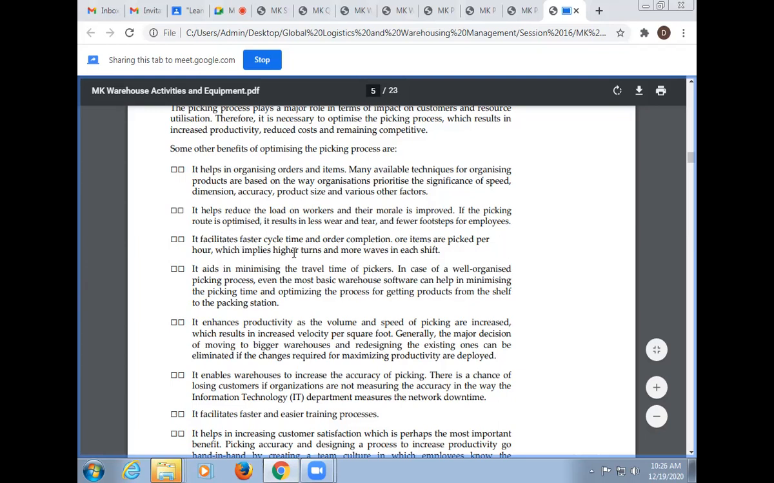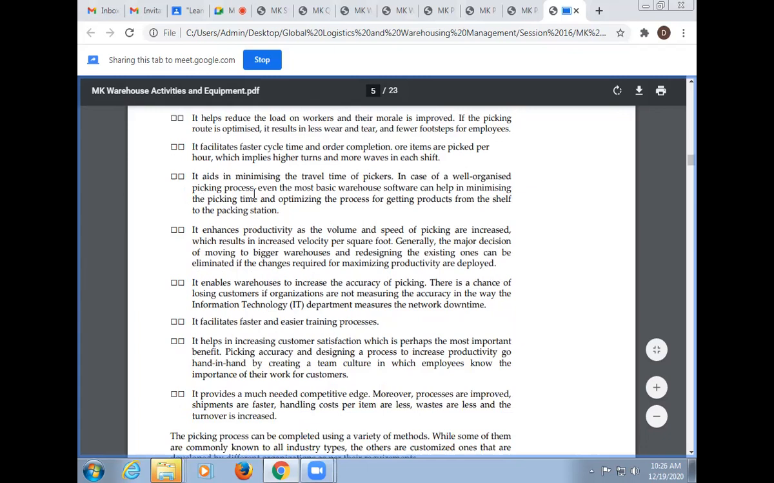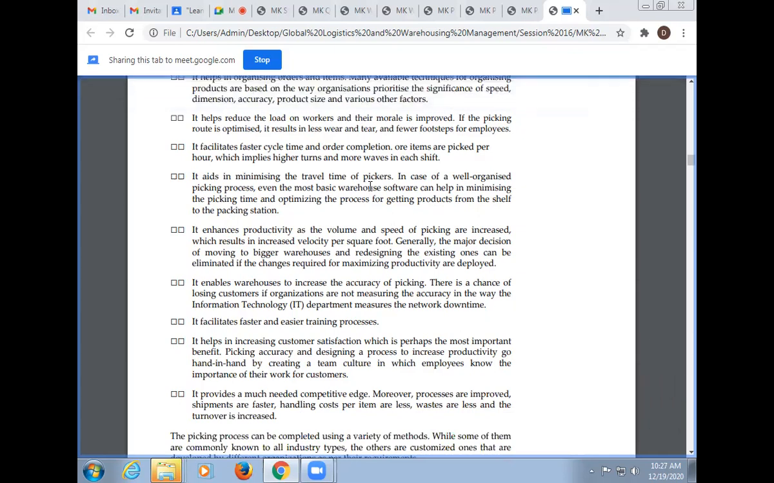It facilitates faster cycle time and order completion, or items picked per hour, which implies higher totals and more waves in each shift. It aids in minimizing the travel time of the pickers. In case of a well-organized picking process, even the most basic warehouse software can help in minimizing the picking time, optimizing the process of getting products from the shelf to the picking station. There are many warehouse softwares, MRP, ERP, which are used for these purposes.